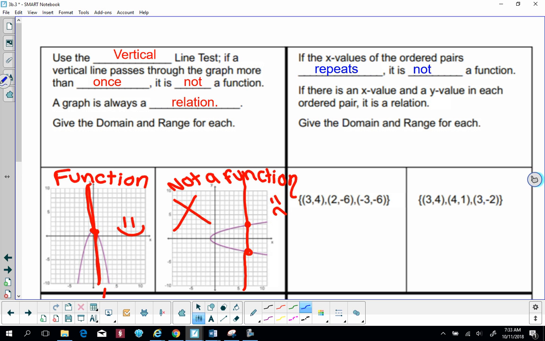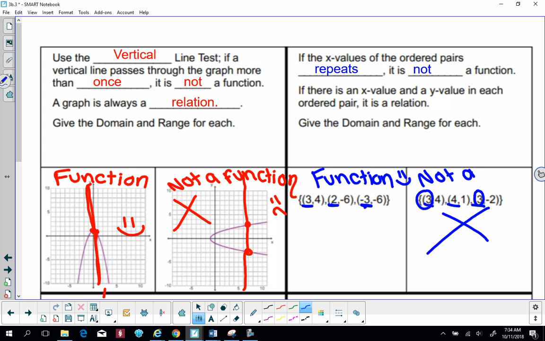So basically, if we look right here, we're looking at the x value, right, which is the first number. And so we see 3, 2, and -3. Do any of those x values repeat? No. So this is a function because none of the x values repeat for the domains. Now right here, when you're looking at the x values, see how the 3 repeats? So since the 3 repeats, it's not a function. So the x can't repeat. The y's, it really doesn't matter. They can repeat as much as they want. It's the x's that can't repeat.